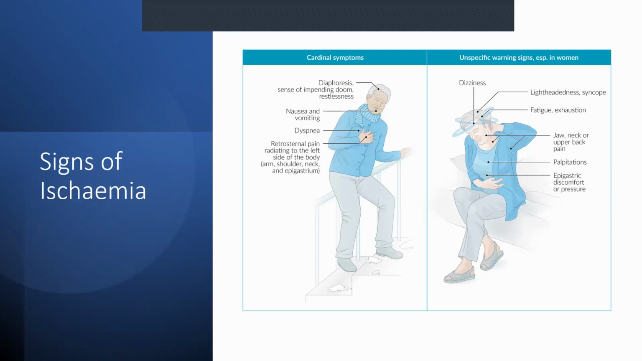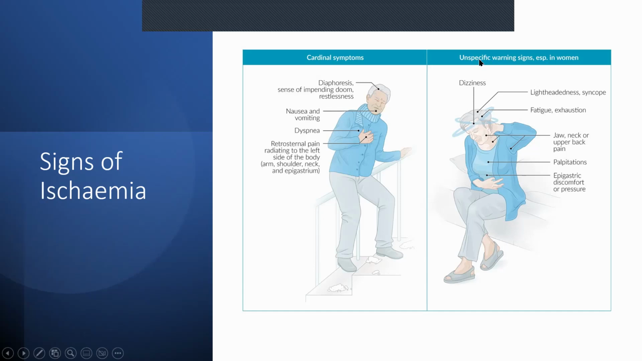So my apologies. These are just some signs of ischemia that you may see. Now, these are the cardinal symptoms that we all know: diaphoresis, sense of doom, restlessness. And this has to do with the catecholamine release. So that's adrenaline being released, cortisol being released. This is why we actually give morphine. As much as it is a painkiller, it also helps to reduce these symptoms. Nausea and vomiting, definitely. Dyspnea, also very common. And retrosternal pain radiating to the left side of the body, which we also see quite often.